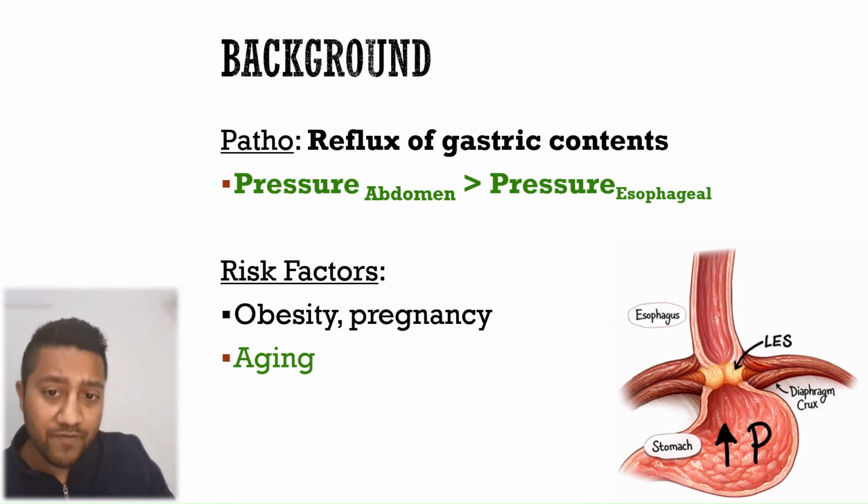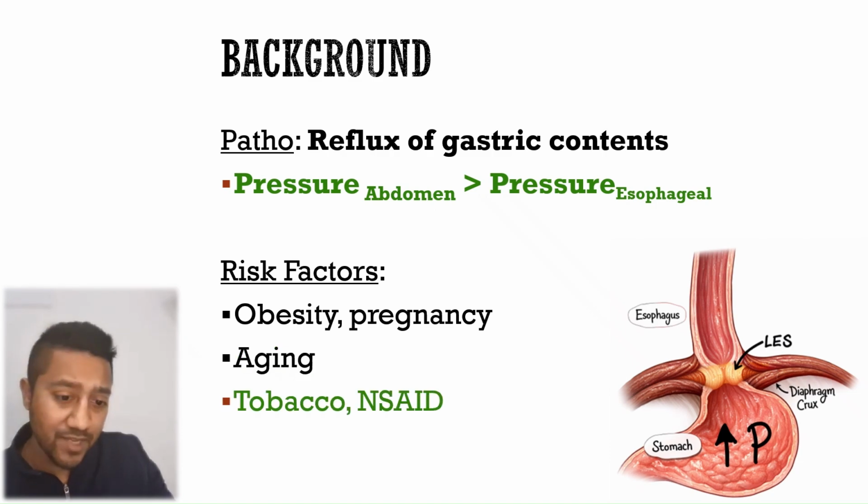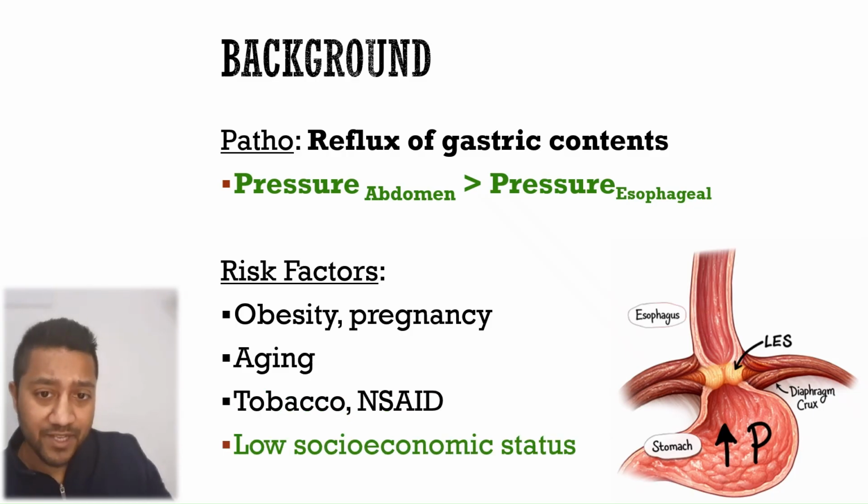Aging is also a fairly significant risk factor since we see that the length of our esophageal sphincter actually naturally shortens as we age, meaning that there's less and less support there with time. Tobacco products and the use of NSAIDs can also cause an increased risk of GERD since both of them cause inflammation and weakening at that lower esophageal sphincter with time. Lastly, socioeconomic disadvantages can also increase the risk of developing GERD since things like obesity and tobacco use are generally higher in these populations.